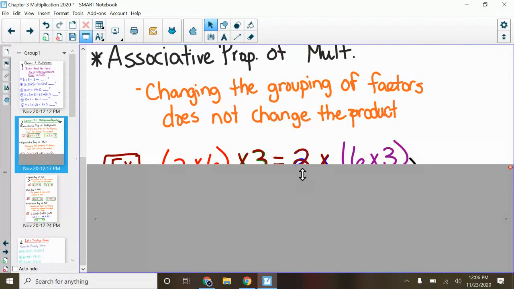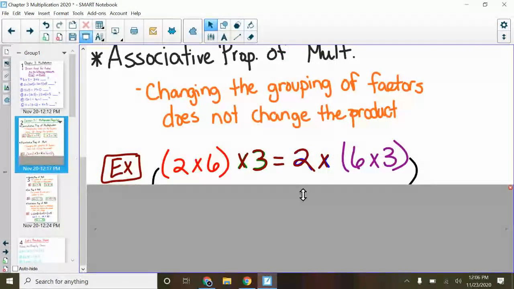Here's an example of what we mean by that. If I gave you an example like 2 times 6 times 3, I chose to put things in different colors so it would stand out a little better for you. On the left-hand side of the problem, you have 2 times 6 in parentheses. What's on the outside is the leftover multiplication sign and the 3. If I look on the opposite side, you see I have all the same factors. I have a 2, a 6, and a 3, but this time my parentheses moved. I grouped them differently, so I have my 6 and my 3 inside of my parentheses now.